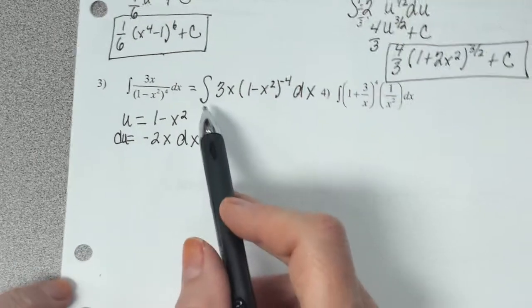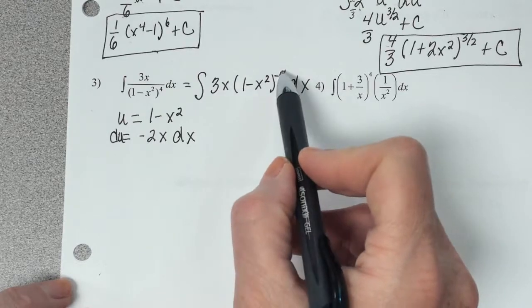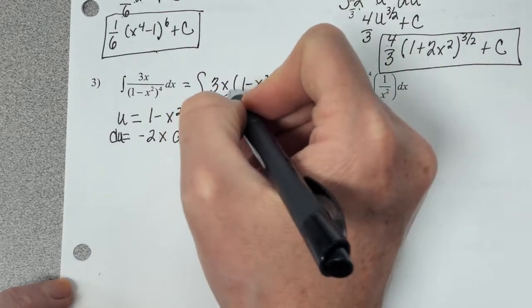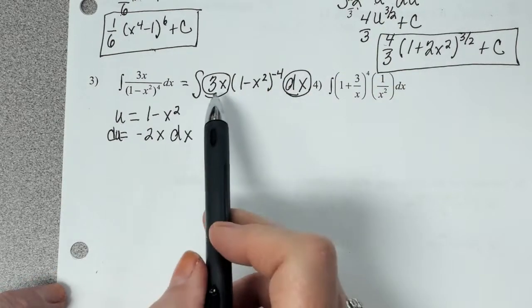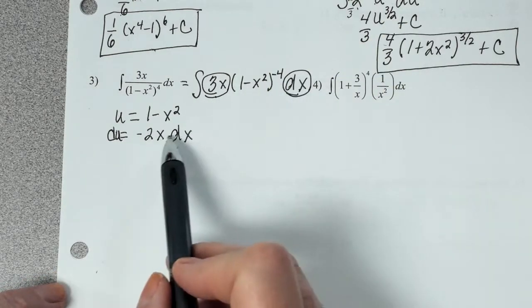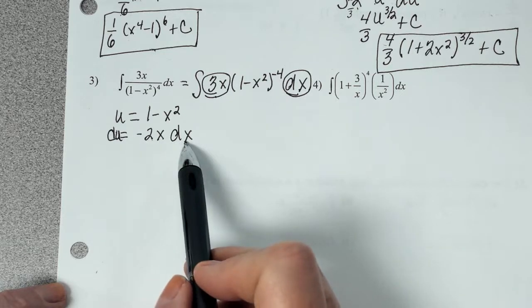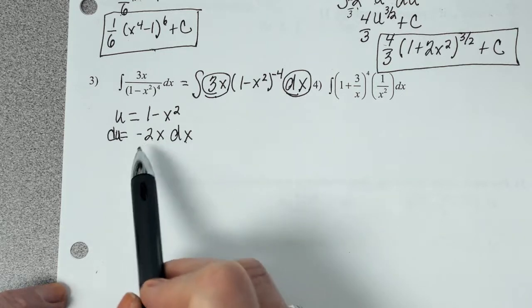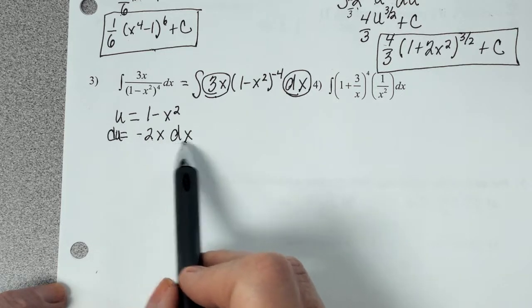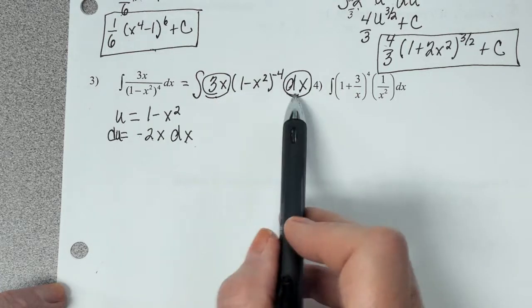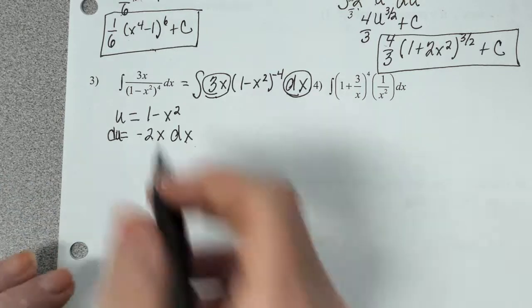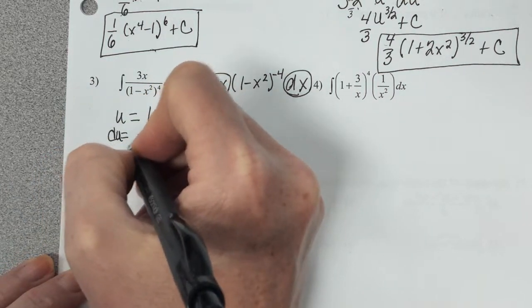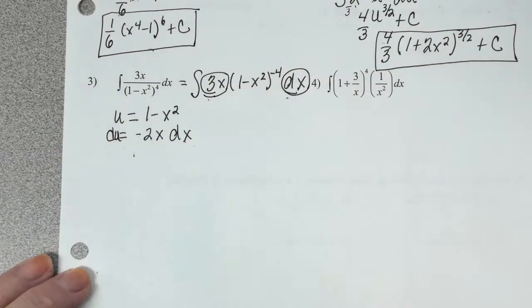But look at what we wanted to get. See, here's our u to the negative 4. This is the leftover stuff that I need to get rid of. I have a 3x dx, and here I've got a negative 2x dx. How can I turn negative 2x dx into 3x dx so I can get rid of it? Negative 1/2. Okay, so if I multiply this by negative 1/2, will I get 3x dx? You're close.